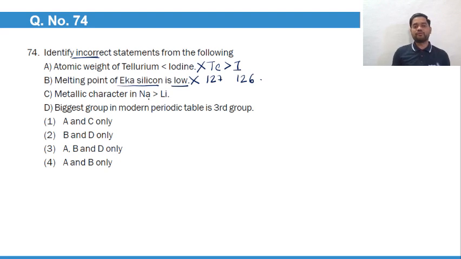Metallic character of sodium is more than lithium. True. Biggest group in the modern periodic table is the 3D group. Yes, that is the third group, not the 3D group, because it consists of actinides and lanthanides. Perfect. So 2 statements are right, 2 statements are wrong, and we needed the incorrect ones. So A and B only. So option number 4 seems to be the best answer.